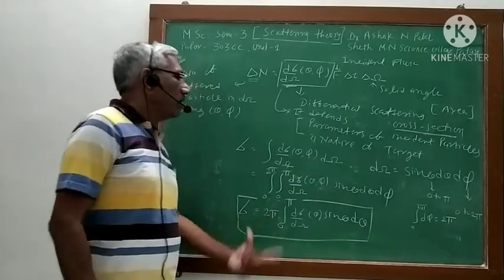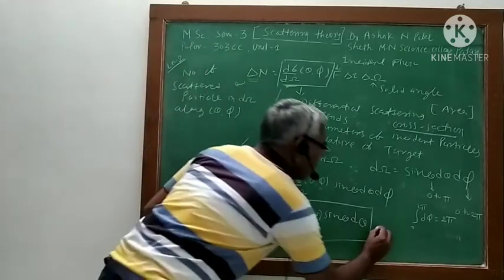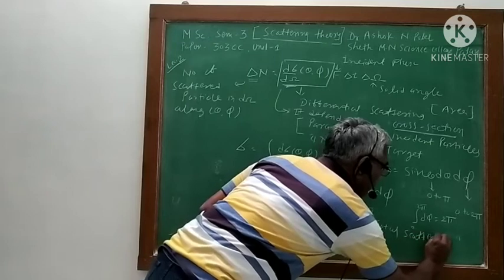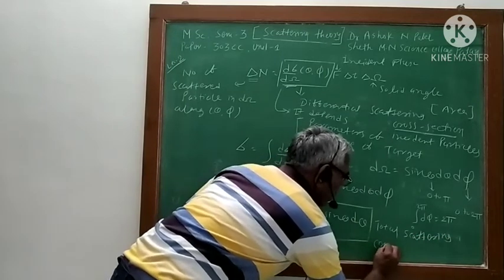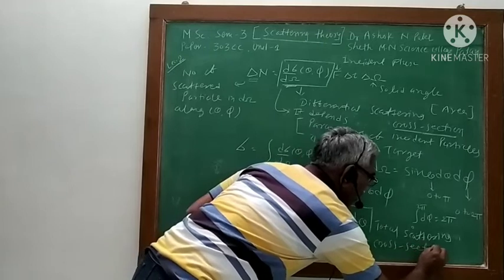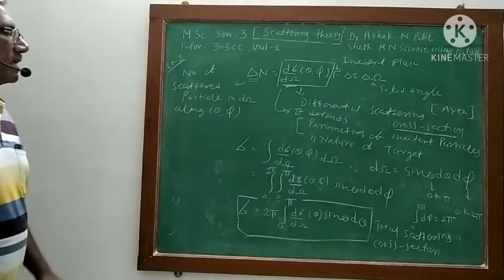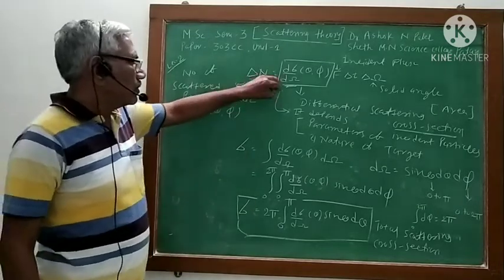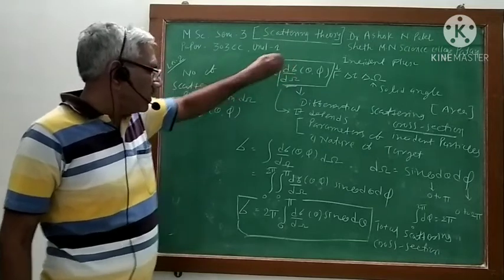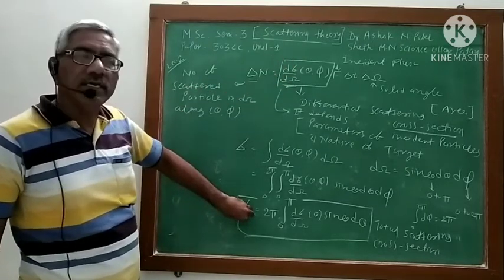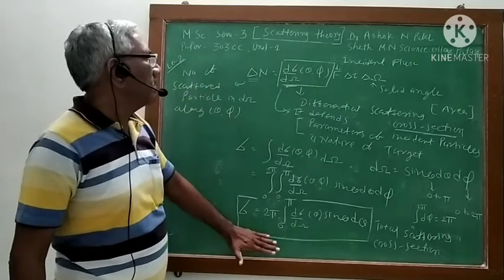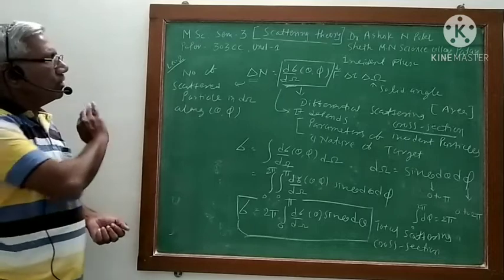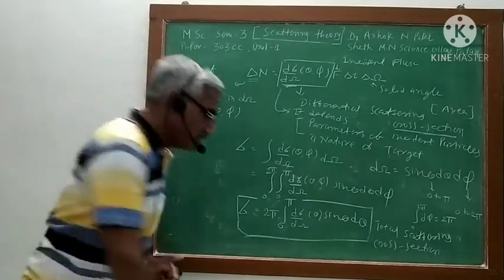So now this is nothing but the total scattering cross section. In the study of scattering, these two constants, the differential scattering cross section and the total scattering cross section, are very important, and we can understand them from this formula. Okay, so this is about the first topic of this chapter.